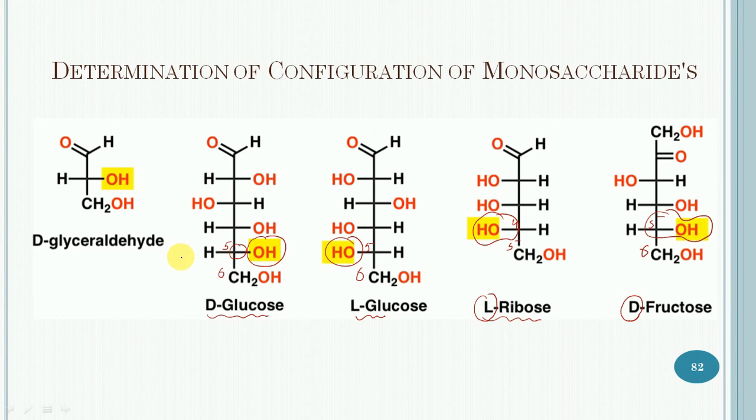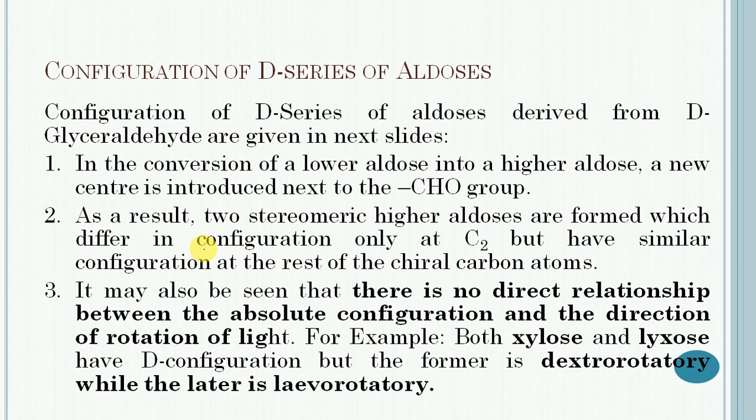Here is one main point which we have to remember: there is no direct relationship between absolute configuration and the direction of rotation of light. This means the D and L configuration has no relation with the rotation of light. So let us consider the configuration of the D series of aldoses. In this case, we can consider the conversion of a lower aldose into a higher aldose, in which a new chiral center is introduced next to the aldehyde group. As a result, two stereomeric higher aldoses are formed, which differ in configuration only at carbon number 2, but have similar configuration at the rest of the chiral carbon atoms. So let us consider it.